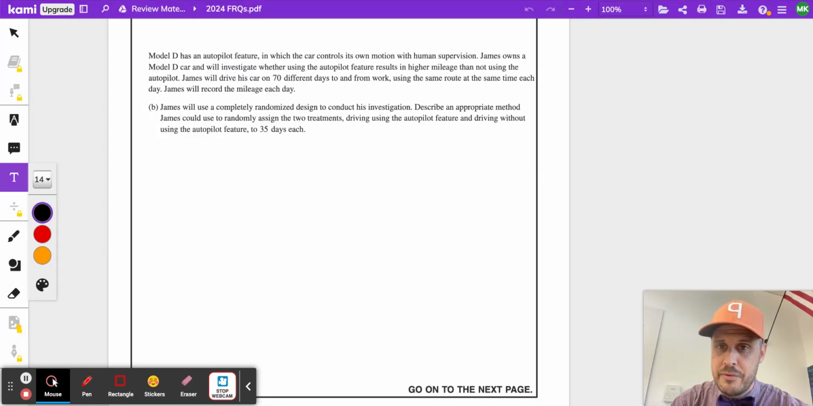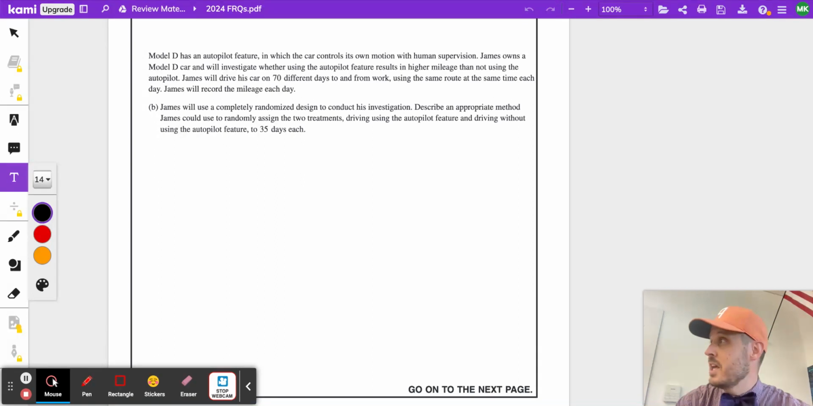Model D has an autopilot feature, in which case the car controls its own motion with human supervision. James owns a Model D car. James will drive his car 70 different days to and from work using the same route at the same time each day. James will use a completely randomized design to conduct his investigation. Describe an appropriate method James could use to randomly assign the two treatments, driving using the autopilot and driving without using the autopilot feature, to 35 days each.